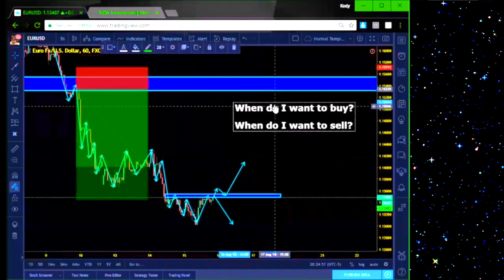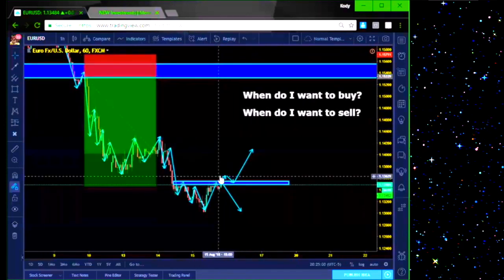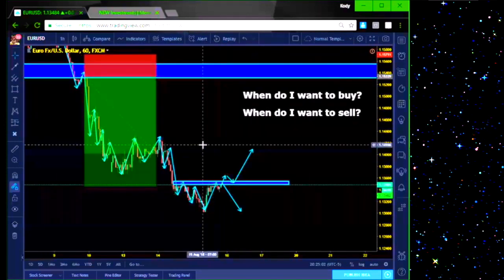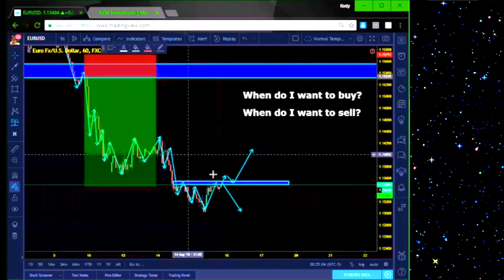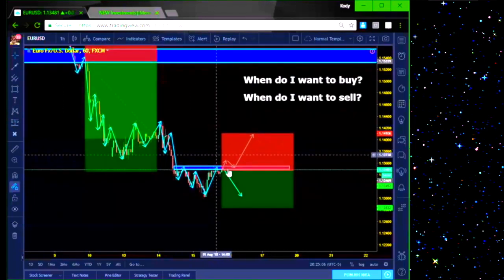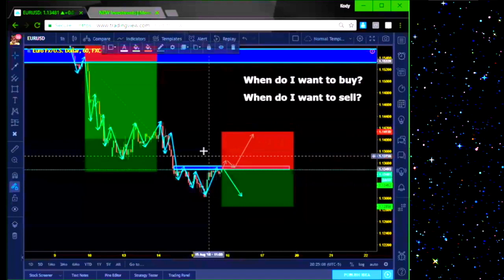The window I want to buy, the window I want to sell. So, guys, right now in the market, I'm not scared. I'm not scared to take a sell. I'm really not.